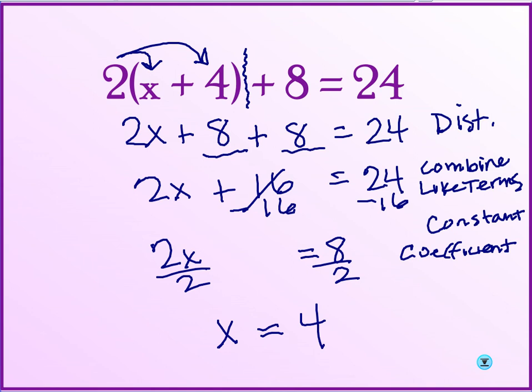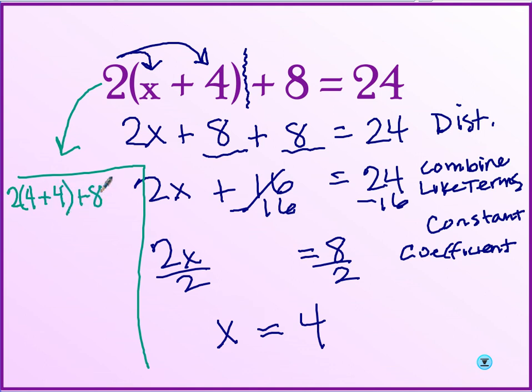Don't forget to take this back and plug it in to make sure that you have the right answer. I'm going to take my original equation, but now wherever I used to have an x, now I'm going to put a 4. So 2 times (4 plus 4) plus 8 equals 24. 4 plus 4 inside the parentheses is 8, and when I multiply that by 2, I get 16 plus 8 equals 24. 16 plus 8 gives me 24, so I can see that my answer was definitely correct.